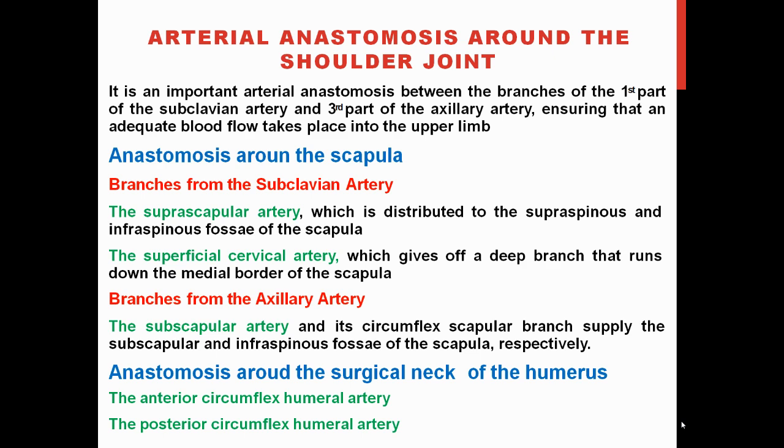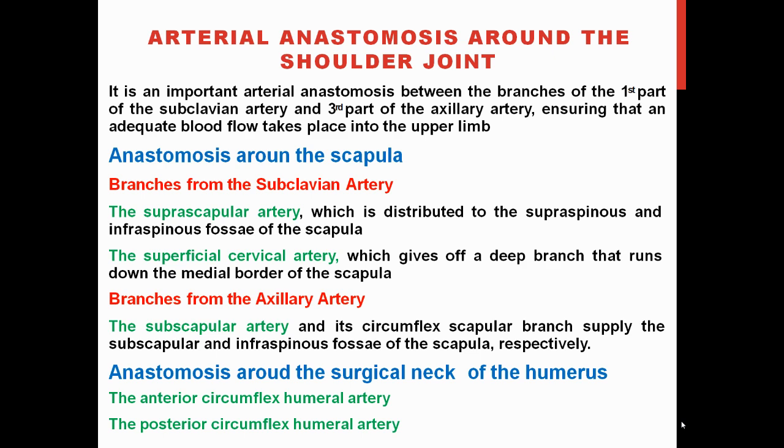Now we will see the arterial anastomosis around the shoulder joint. It is an important arterial anastomosis between the branches of the first part of the subclavian artery and part of the axillary artery, ensuring that an adequate blood flow takes place into the upper limb. Anastomosis around the scapula: branches from the subclavian artery will be the suprascapular artery and superficial cervical artery, and branches from the axillary artery will be the subscapular artery.